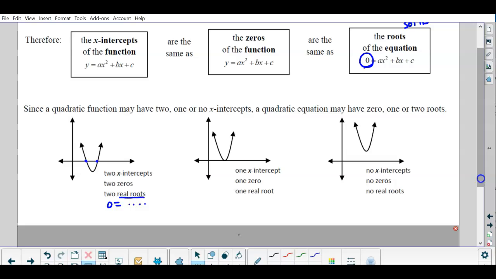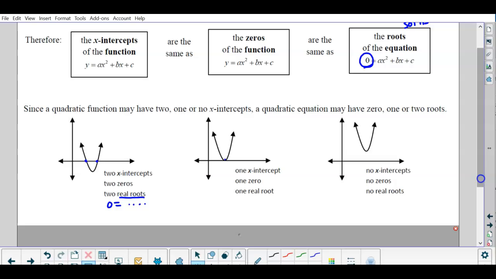Real means real numbers, okay? Because with quadratics and any polynomial function, sometimes you might have imaginary roots. I'm not going to learn too much about that in this course, okay? But complex numbers, imaginary numbers, they're square roots of negatives, okay? But all of these graphs that we're dealing with are in the real number system.